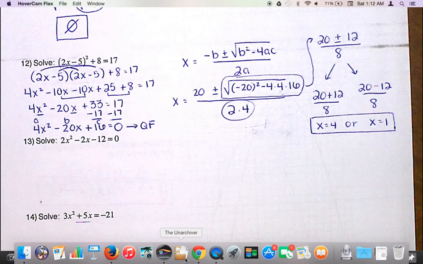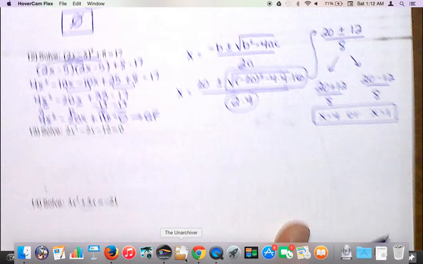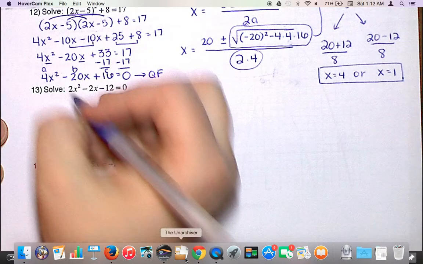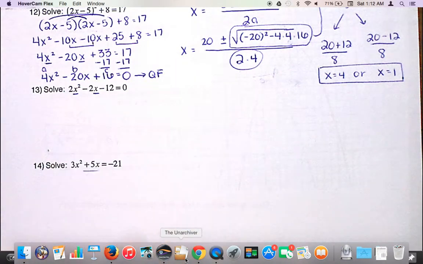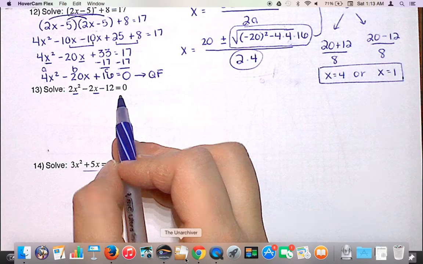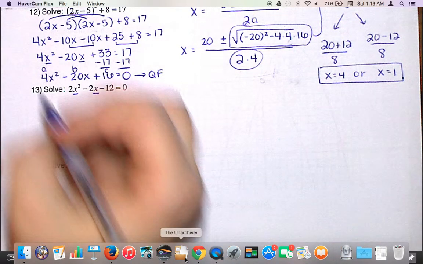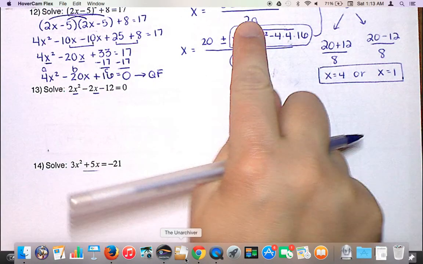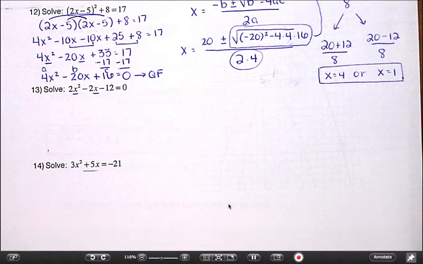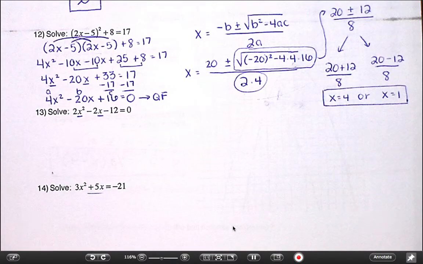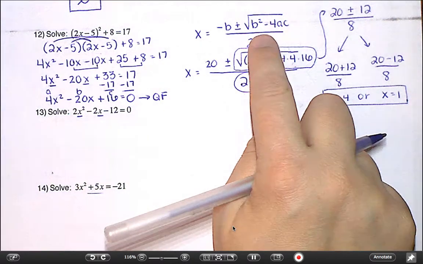Okay, let's look at 13. Solve 2x squared minus 2x minus 12 equals 0. This one's pretty straightforward. I have an x squared and an x, so I'm going to have to use the quadratic formula. It's already equal to 0, which is what I need it to be to do the quadratic formula. My formula is up here so I don't have to keep rewriting it.